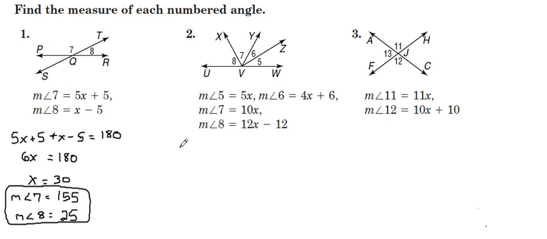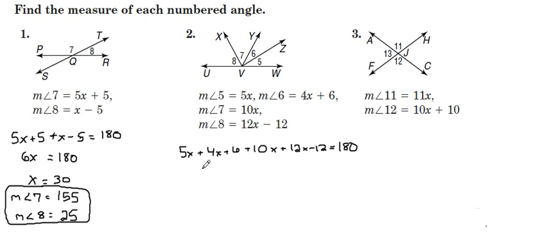Alright, we got quite a few angles to do in number 2 here. Got angles 5, 6, 7, and 8 to find. Now, there are 4 separate angles, but they're all making a linear set of angles. They all are going to add up to 180. So each of these expressions, 5x, 4x plus 6, let's write those down here. 4x plus 6, and we also have a 10x for measure of angle 7. And then the measure of angle 8 is 12x minus 12. That's going to add up to 180 degrees.